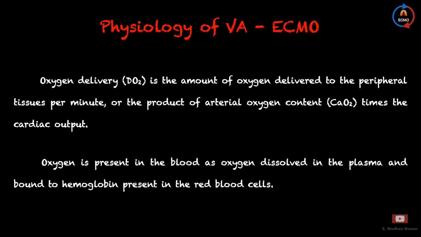Let's see about the physiology of VA ECMO. Oxygen delivery, which is otherwise called DO2, is the amount of oxygen delivered to the peripheral tissues per minute, or the product of arterial oxygen content times the cardiac output. The oxygen is present in the blood as oxygen dissolved in the plasma and bound to hemoglobin present in the red blood cells.